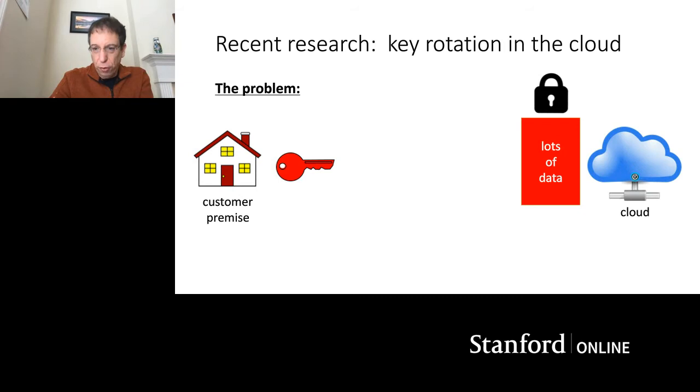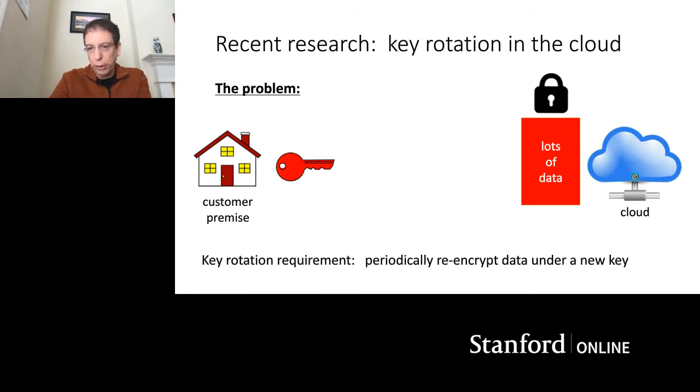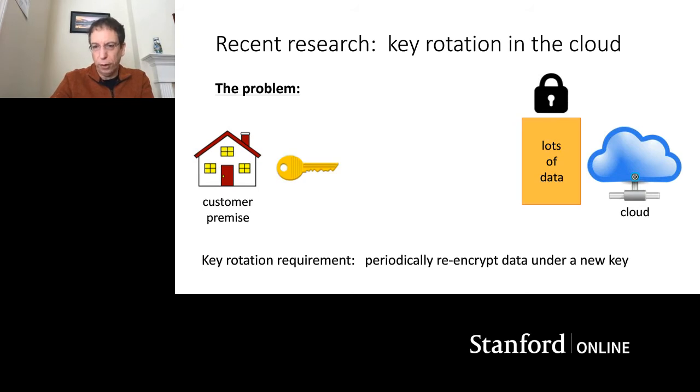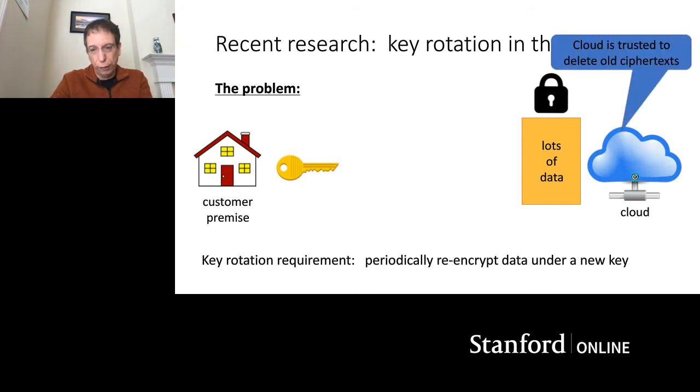Now, the standard operation on encrypted data is called key rotation, which means periodically re-encrypting the data under a new key. This is a good hygiene idea. Let's say once a year or so, you would re-encrypt all your data under a new key, so now the old key effectively becomes useless. Of course, we're assuming here that the cloud itself is trusted to delete the old ciphertexts, so that the rotation really makes sure that the old key is no longer useful for anything. Okay, so that's called key rotation. So why do we do key rotation?